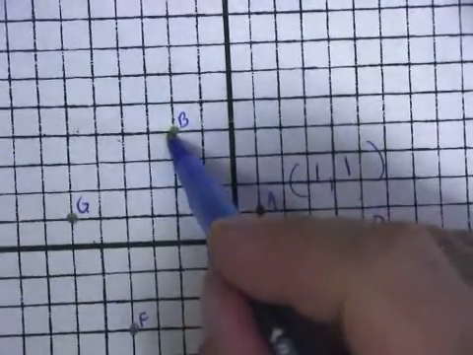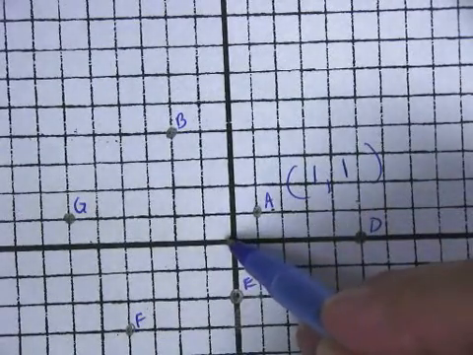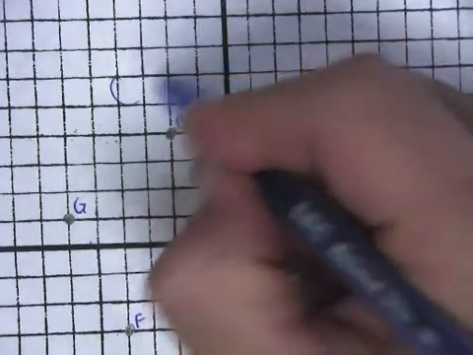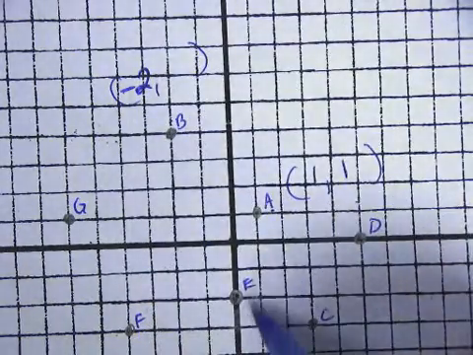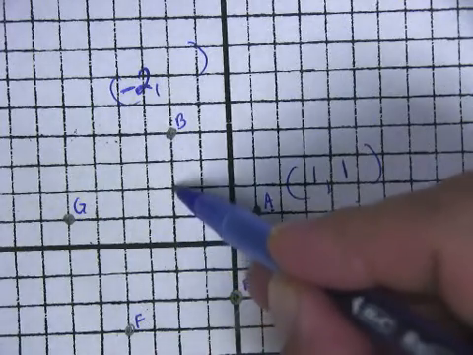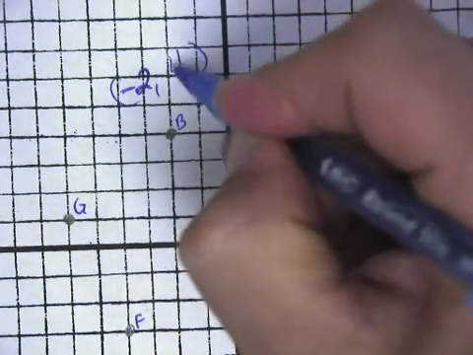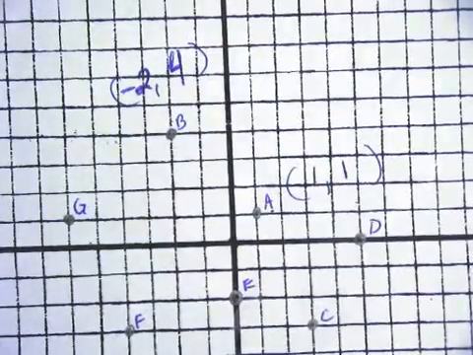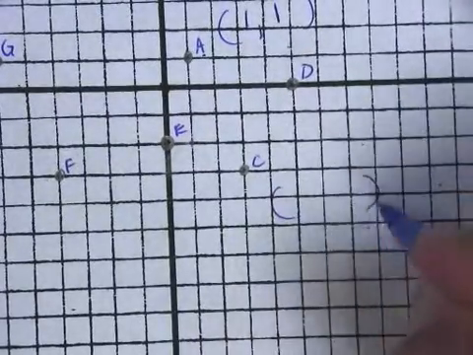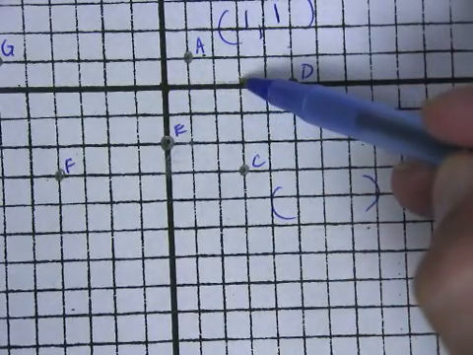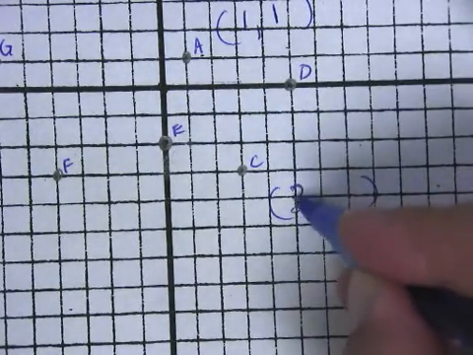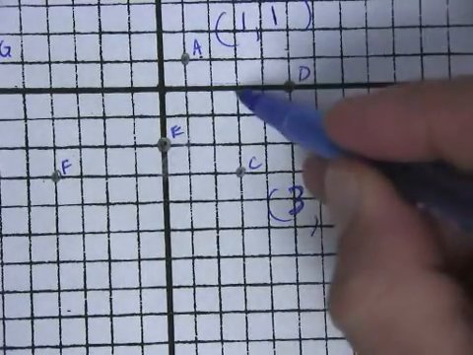Let's do letter B. To get to letter B, I go left 2. Left is negative. And then I go up 4. 1, 2, 3, 4. Let's find letter C. Letter C is down here. To get to C, I'm going to go to the right 3. And down 3.